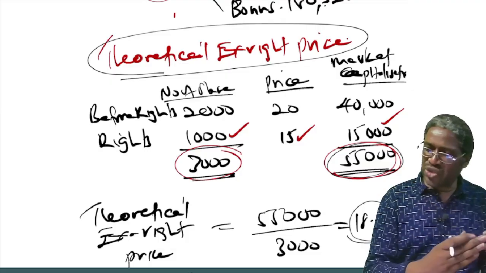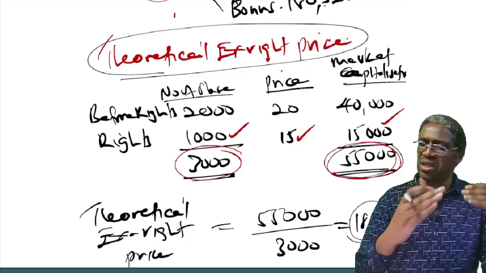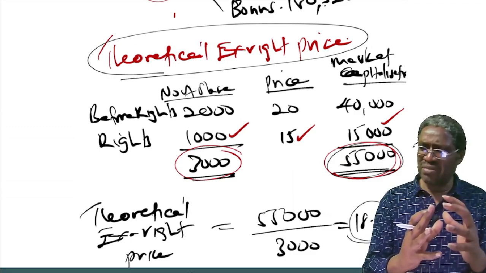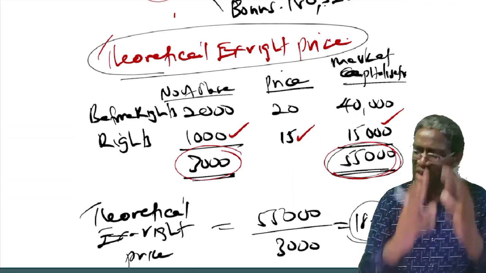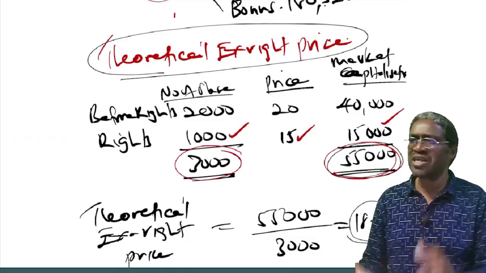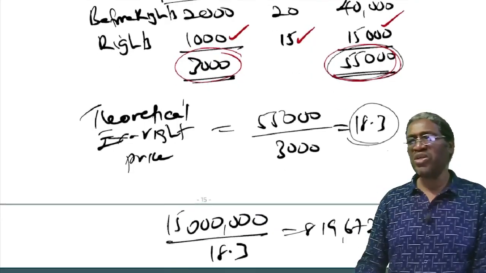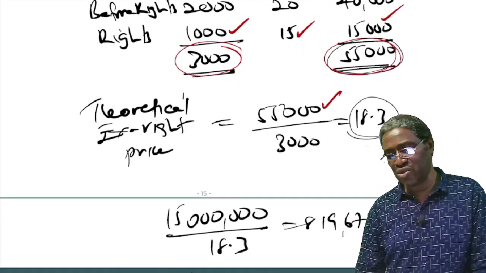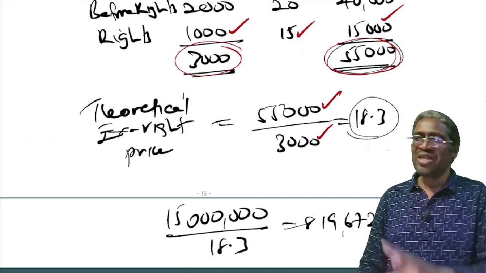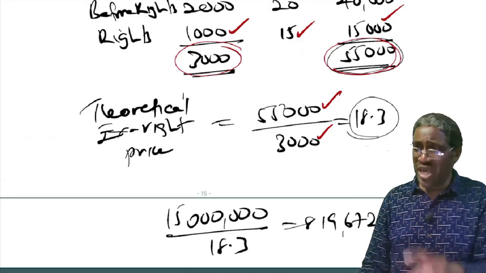But after the rights issue, the number of shares will be 3 million. So we are saying 3 million shares are in the market. They are fetching a market capitalization of 55 million. What is the price that is expected to prevail? So we take the market capitalization after the rights issue, divide by the number of shares after the rights issue. That will give us the theoretical X right price.